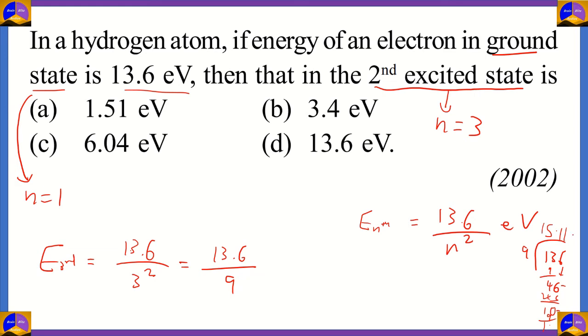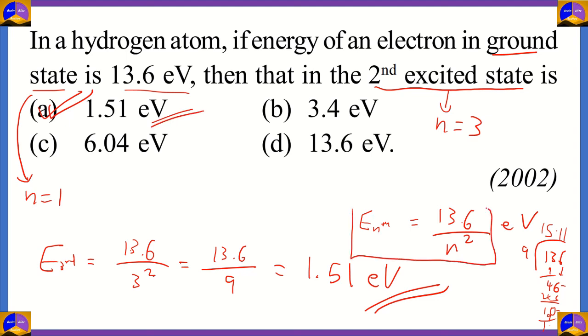So you have 15.1 bar as your quotient. But since we are dividing 13.6, that becomes 1.51. So the correct answer is option A, 1.51 electron volts. So option A is the correct option, by using the correct formula: energy in the nth state is equal to 13.6 divided by n squared.